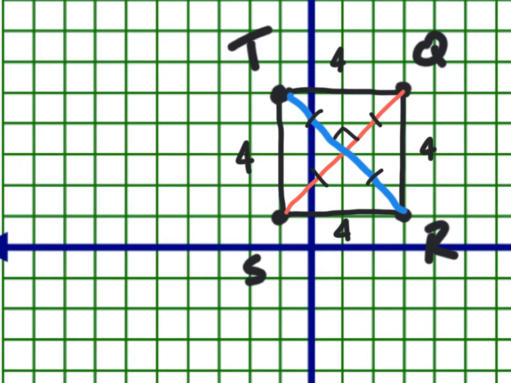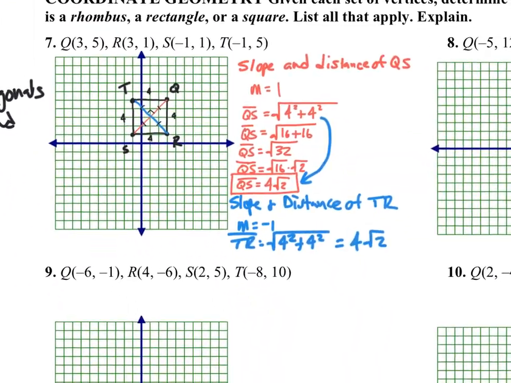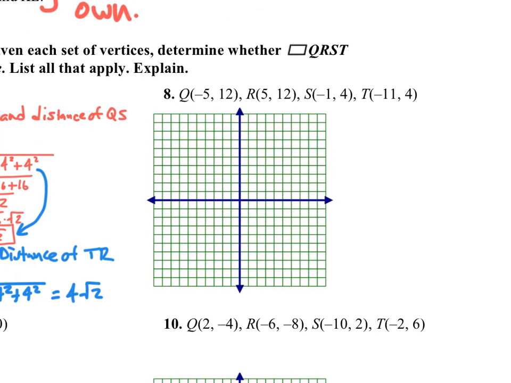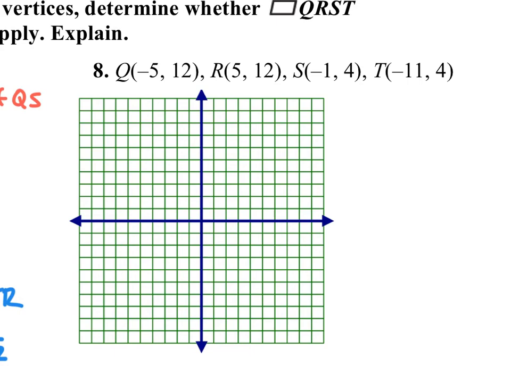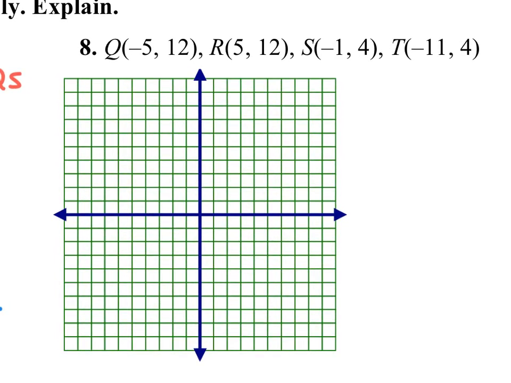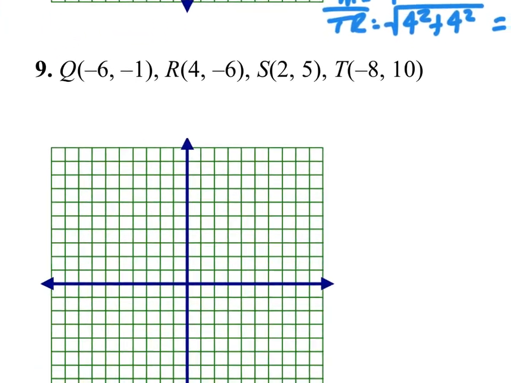Okay, so I know that we have a square. All right, let's go ahead and I'm going to do the same thing on number 8 to see what we do, and I'll have you guys do 9 and 10 on your own. So here's what I've got for number 8. Actually, I'm not going to do number 8. Those numbers go off the page. Yeah, let's do number 9.